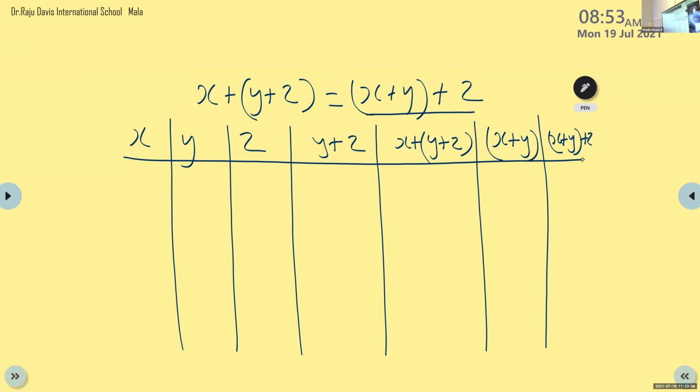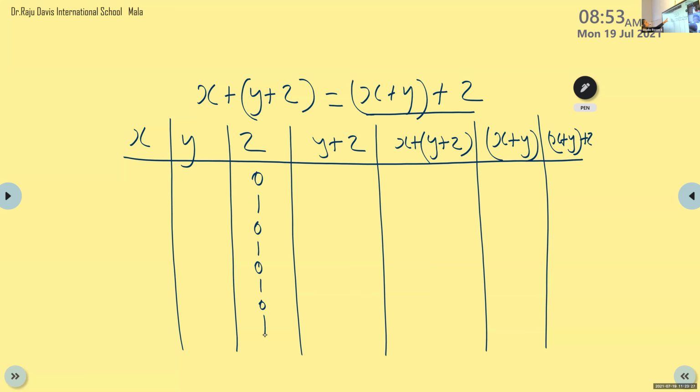Alan, which are the input values for z? 0, 1, 0, 1, 0, 1. How many 0 1s are there? 8. Correct, Alan. That is z.